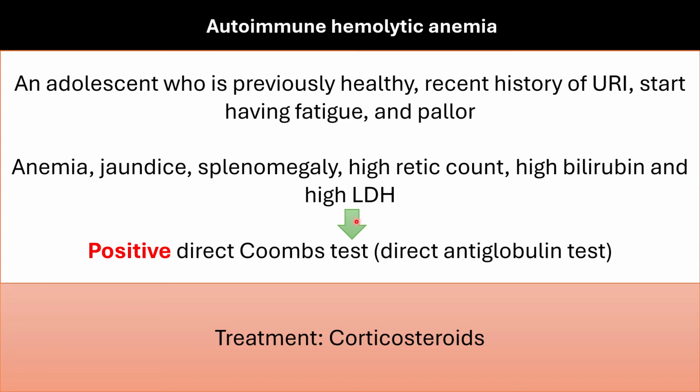The best next step to confirm the diagnosis of autoimmune hemolytic anemia is to order a direct Coombs test. The other name is direct antiglobulin test. In this case, it will be positive. The best treatment option in this case is corticosteroids.